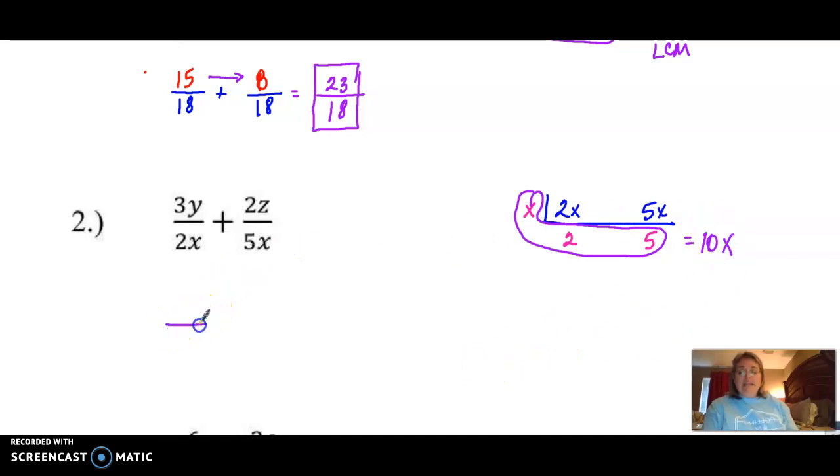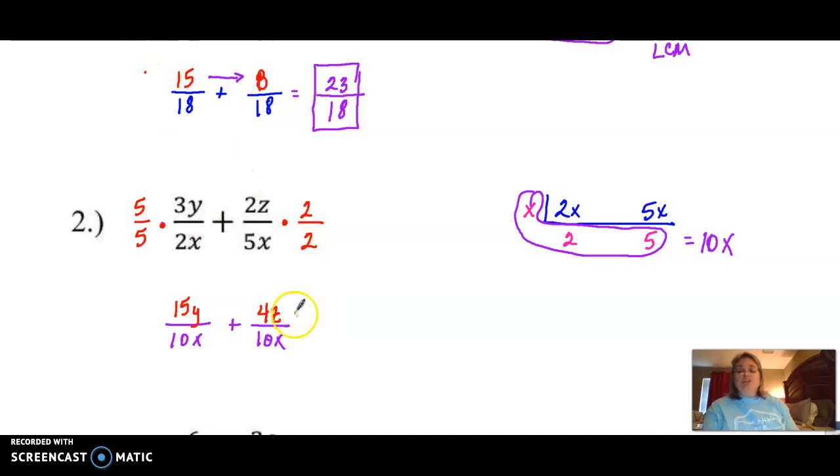So I now want my 10x to be in the denominator. If you notice, I left some space between my number and my fractions so that I'd have room to write that common factor that I'm going to be multiplying, or that factor of 1. So 2x times what gives me 10x? Well, that would be times 5. So my factor of 1 looks like 5 over 5. 5 times 3y gives me 15y. Here, multiplying to get 5x to look like 10x, I need to multiply by 2. So my factor of 1 looks like 2 over 2. 2z times 2 gives me 4z.